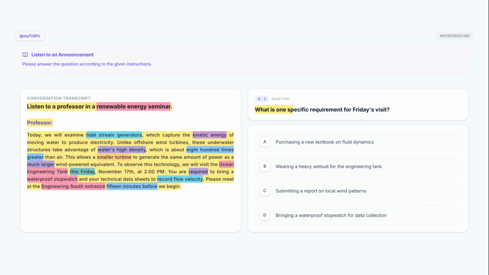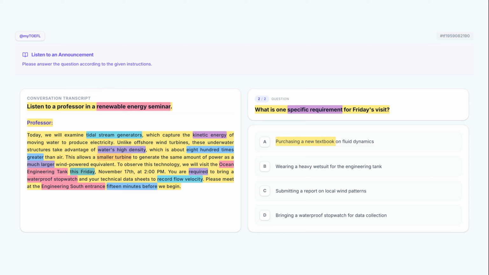What is one specific requirement for Friday's visit? We are looking for a specific requirement, so we need to recall the list of items the professor told the students to bring for the trip. Let's start with option A.